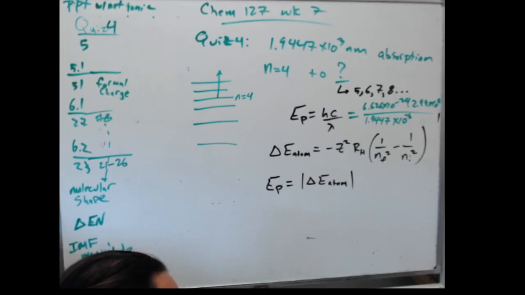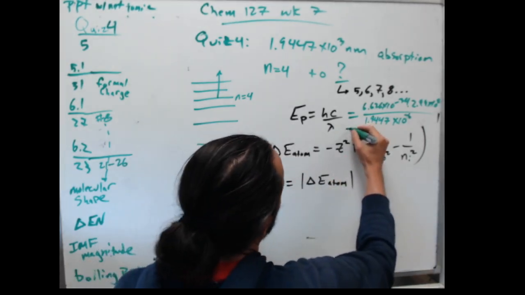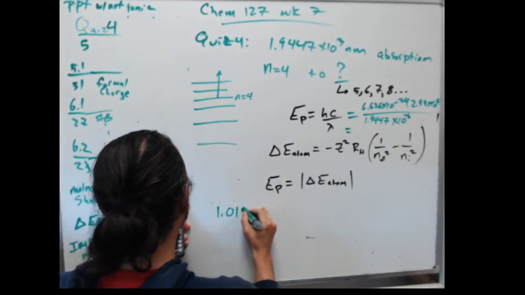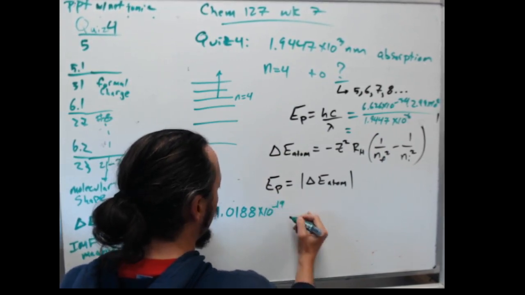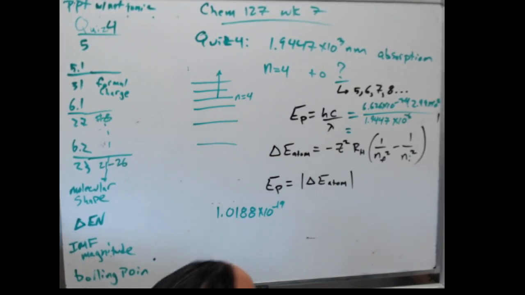6.626 times 2.99 divided by 1.9447 times 10 to the minus 6. And I get a photon energy, I'll write it down here so I have more space, 1.0188 times 10 to the minus 19. Okay. Now I can go ahead and do this part.